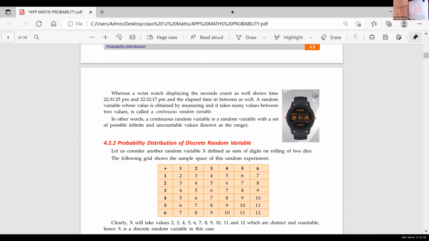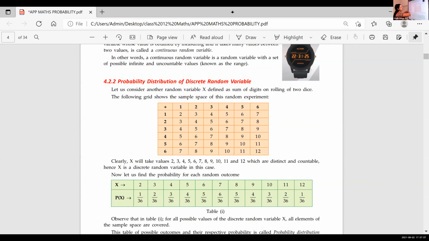Next, we discussed probability distribution function. Look at this experiment. Now look at this, children. This is again another experiment. Go through this one and all. You'll get some questions from this part. Let us consider a random variable x defined as the sum of digits.